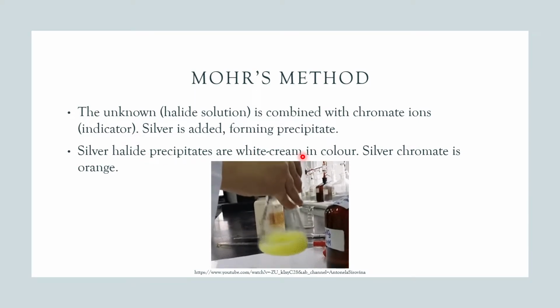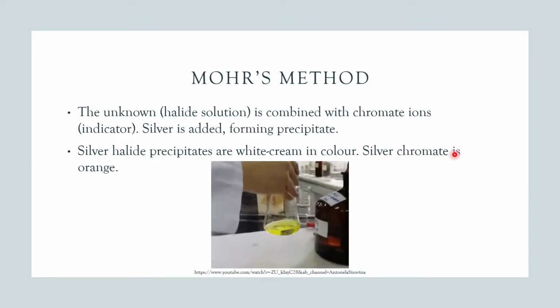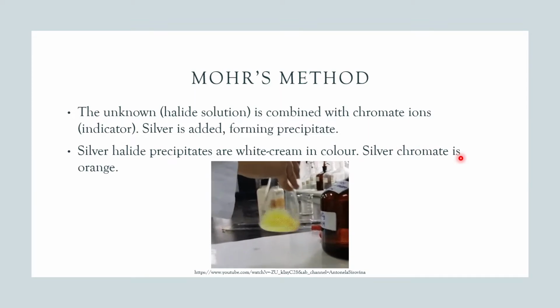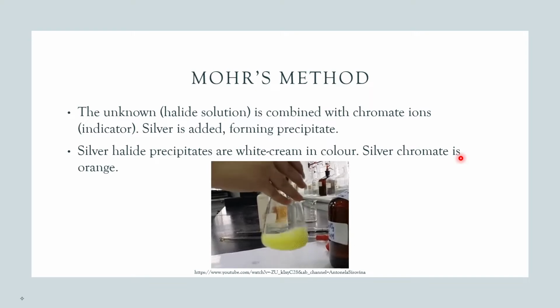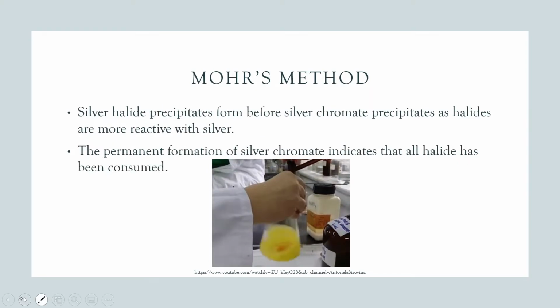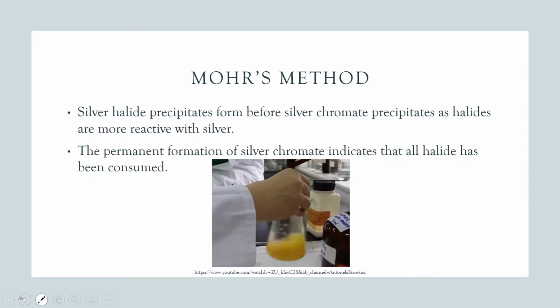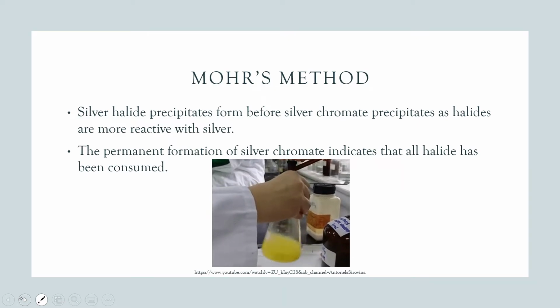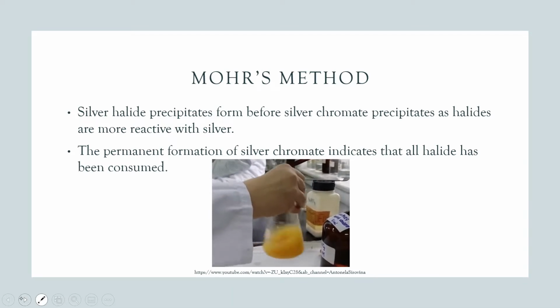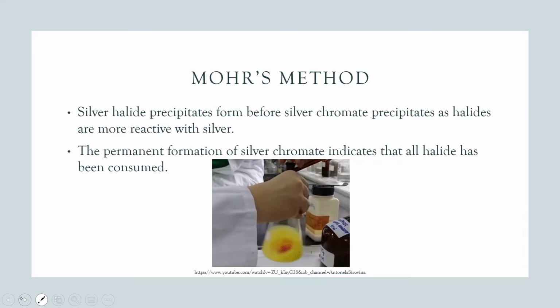And all of that silver halide precipitate will form before the silver chromate starts to form. It forms afterwards, which is why it makes for quite a good indicator. And that's what's being identified in this dot point here. Silver halide precipitates will form first, and that's that white color, before silver chromate precipitates and stays there as a precipitate. And the reason for that is that halides are more reactive with silver than chromates are with silver.